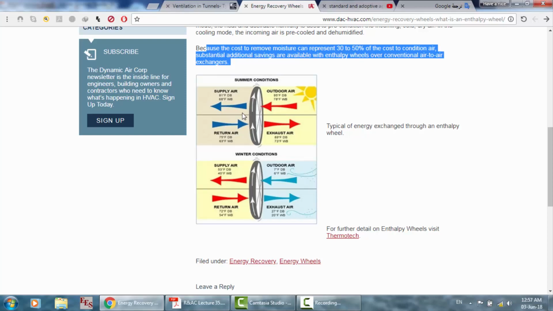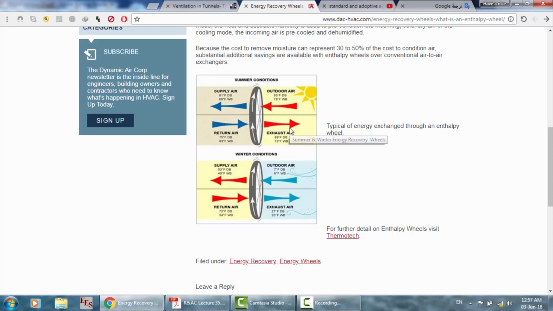We have here the supply air and the outdoor air. We have here the return air at a different temperature, and the exhaust air at a different temperature. This is for the summer. For the winter, the outdoor air is colder, and here is the supply air, then the return air at another temperature, and then the exhaust air. So here is the wheel.